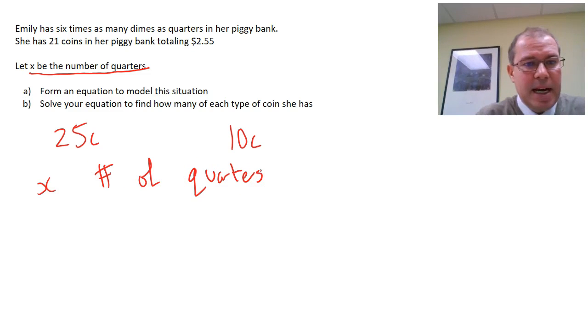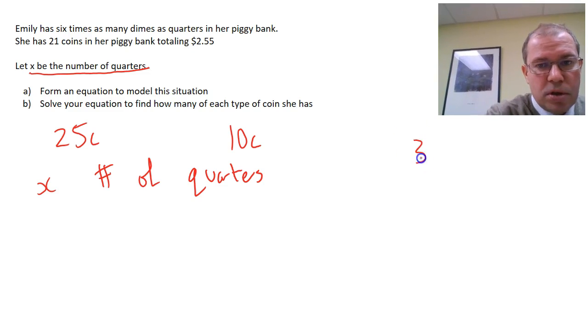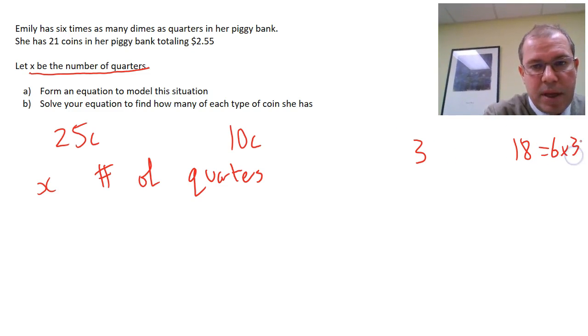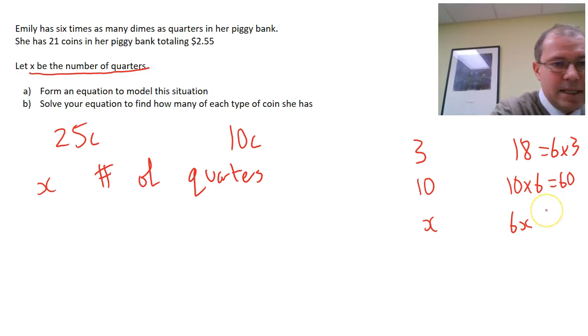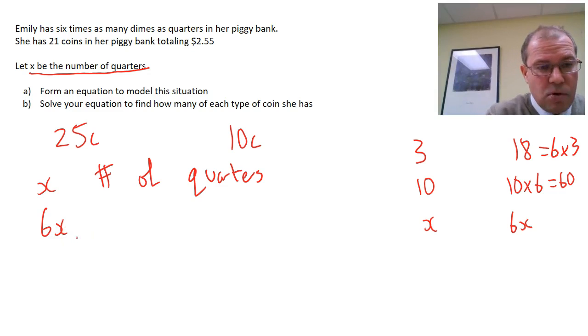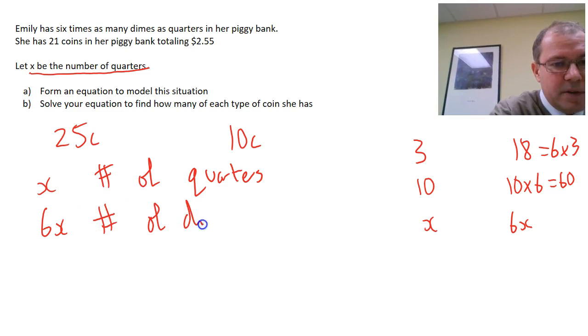So let's think about how many dimes we've got. We've got 6 times as many dimes. So if I've got 3 quarters, then I must have 18 dimes, which is 6 times 3. If I have 10 quarters, then I would have again 6 times as many, so 10 times 6 is 60 dimes. So if I've got x quarters, then I must have 6 times x, 6x dimes, because I have 6 times as many dimes as I have quarters. So we know that x is the number of quarters, so 6x would be the number of dimes.